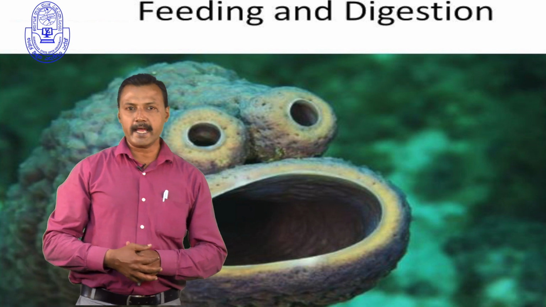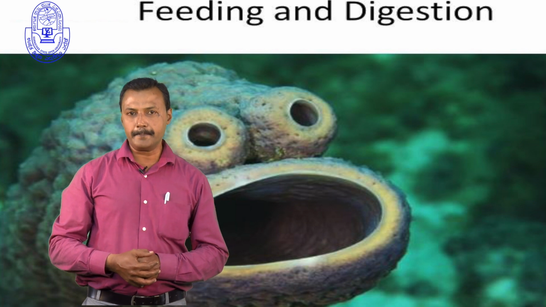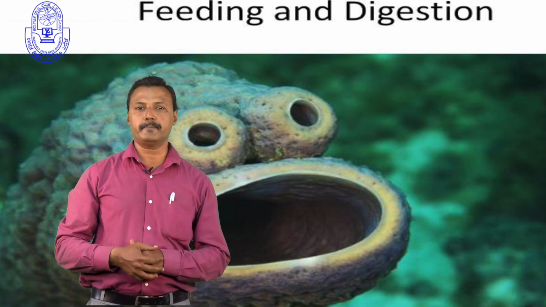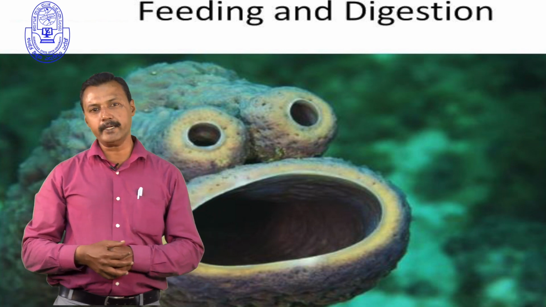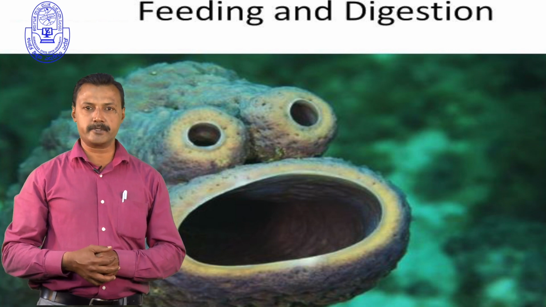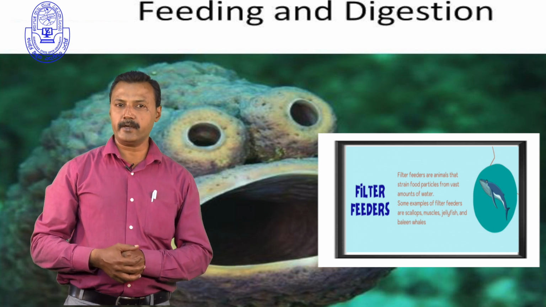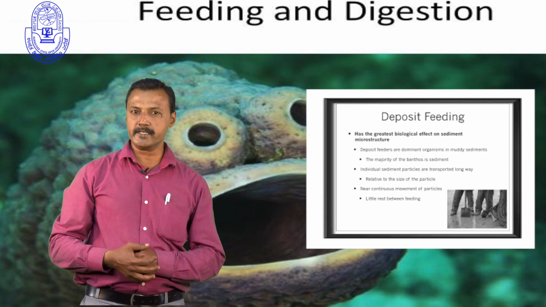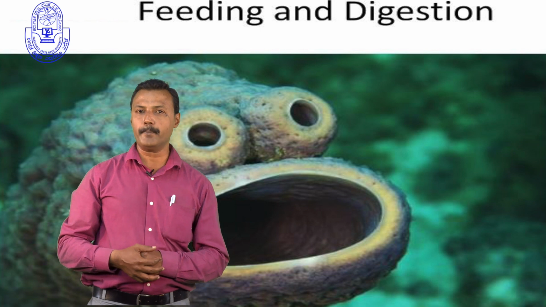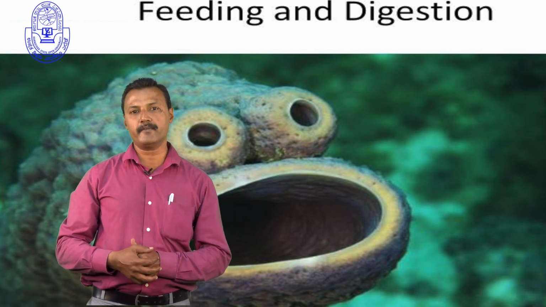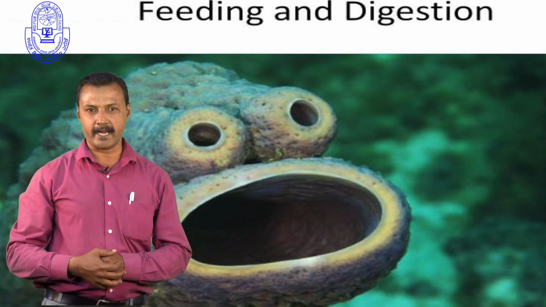Let us understand the different types of feeding from which organisms obtain nutrition. There are four important types of feeding that we can observe in organisms. One is filter feeding, the second is deposit feeding, the third is fluid feeding, and the fourth is bulk feeding. These four types are ways in which organisms have adapted themselves to various habitats.